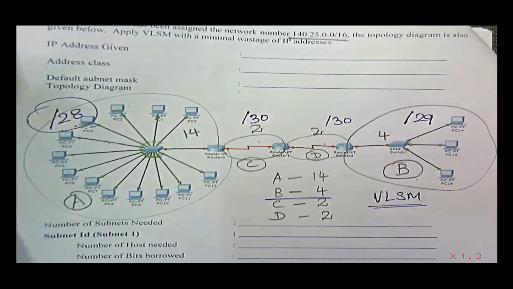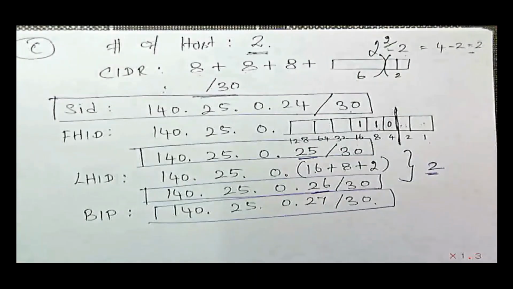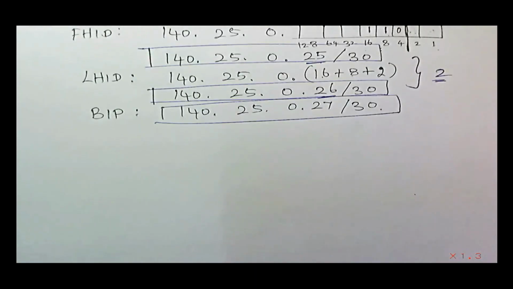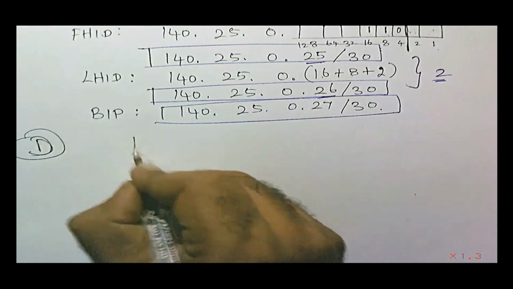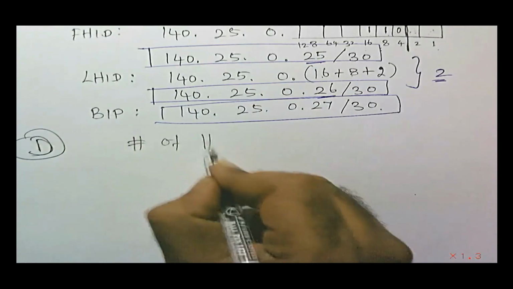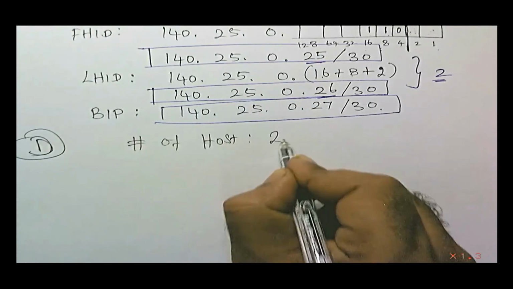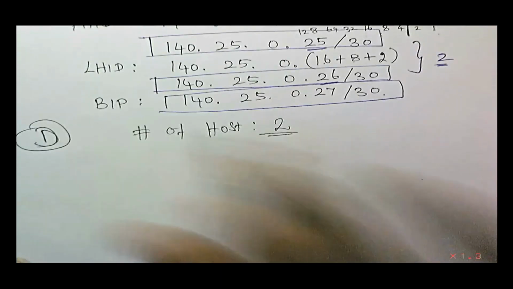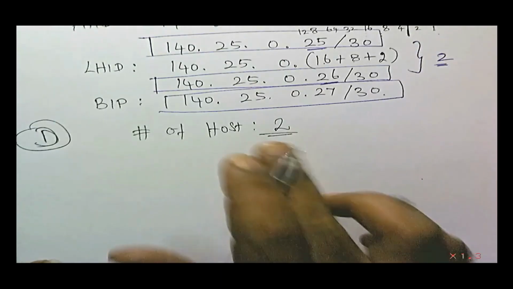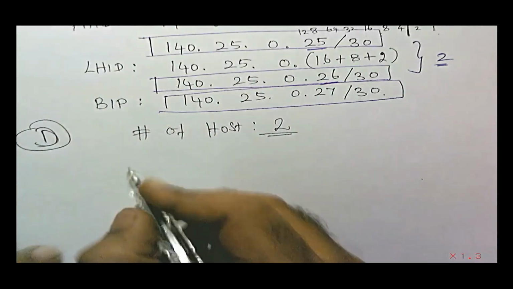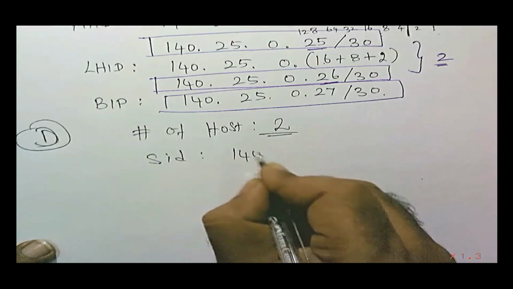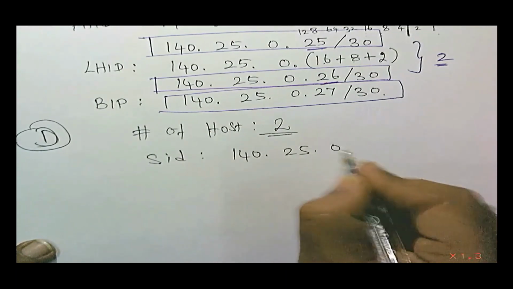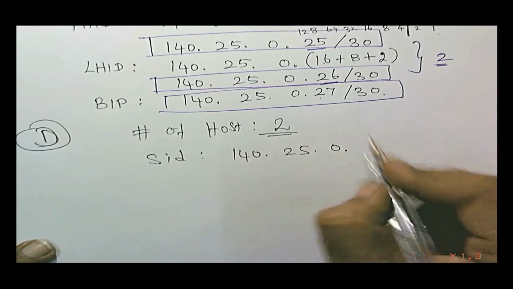But anyway, we have to complete one more network, so we are going for the last one. The last network is D. Easily you can write it, no need to do any calculation here. Same thing: how many hosts do you need? 2. The CIDR value is not going to change because it is the same as the previous one. So the subnet ID I am directly writing: 140.25.0. Here it ended at 27, so it is going to be 28.